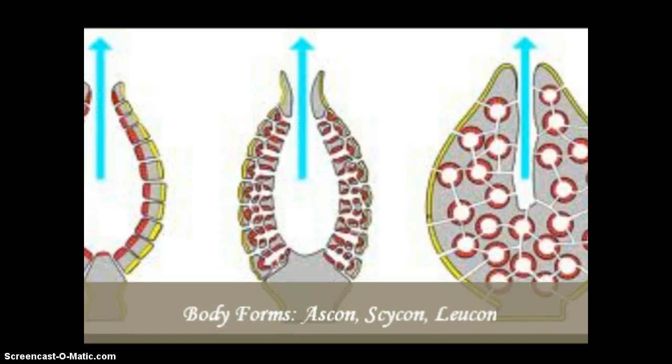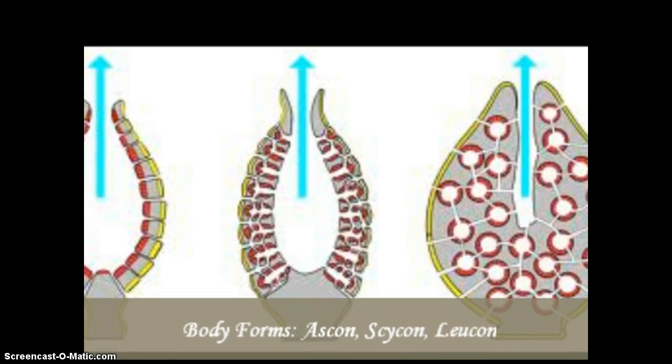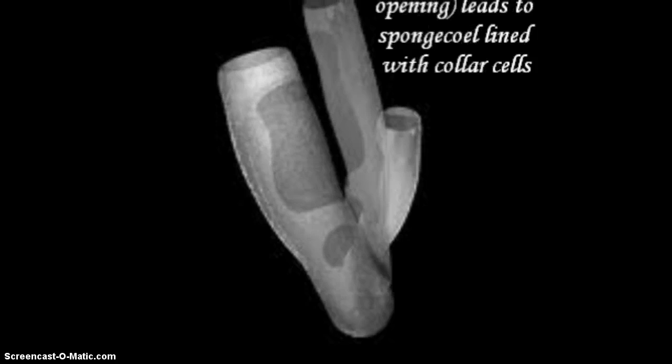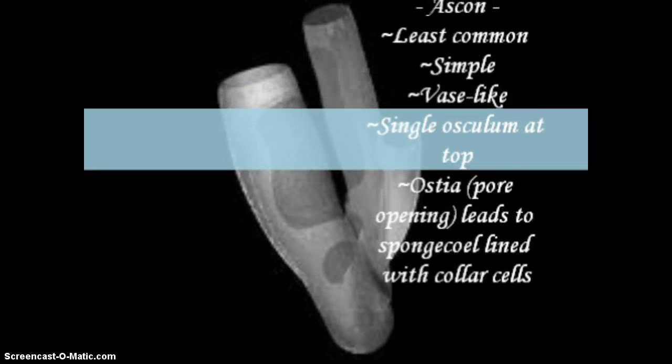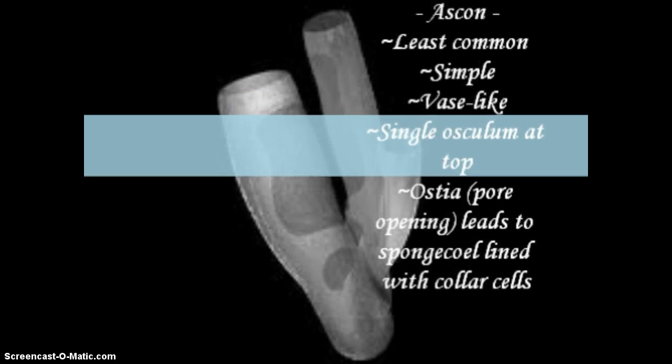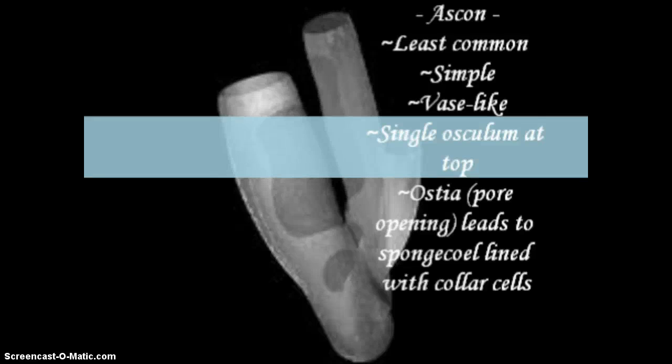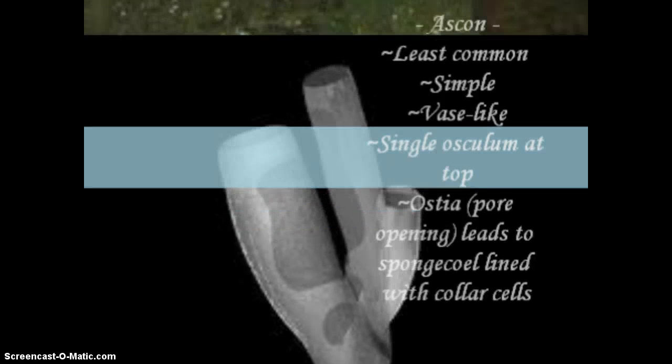Our next section is body forms: the ascon, sycon, and leucon body forms. The first and least common is the ascon. They're simple, vase-like. They have a single osculum at the top. They have the ostia leading to the sponge coil lined with the collar cells, or choanocytes, my bad.